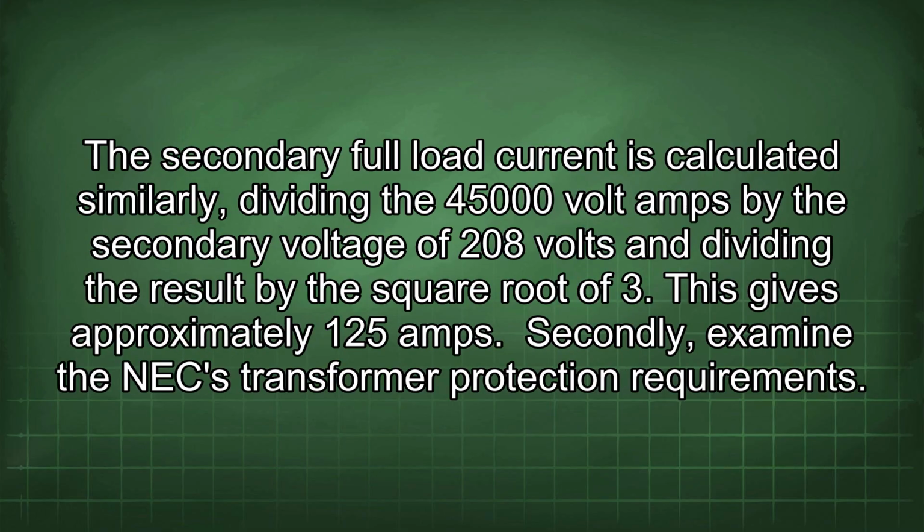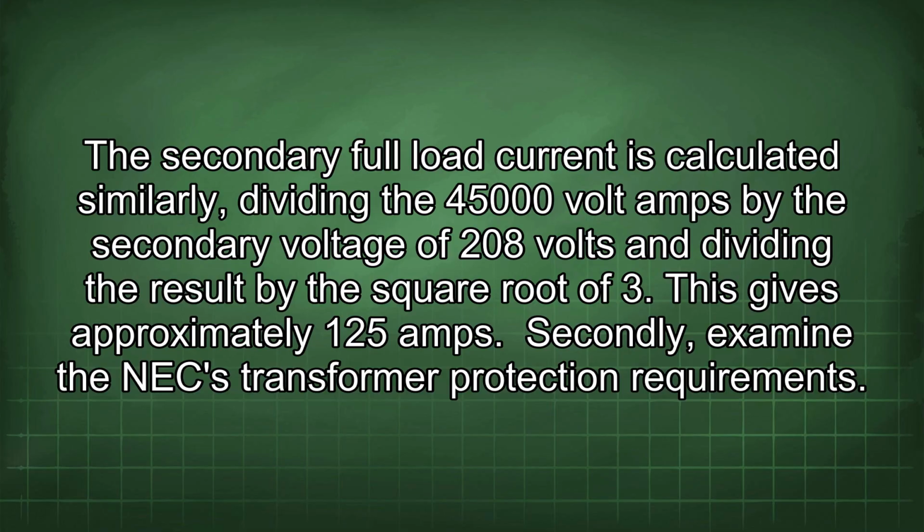The secondary full load current is calculated similarly, dividing the 45,000 volt amps by the secondary voltage of 208 volts and dividing the result by the square root of 3. This gives approximately 125 amps.